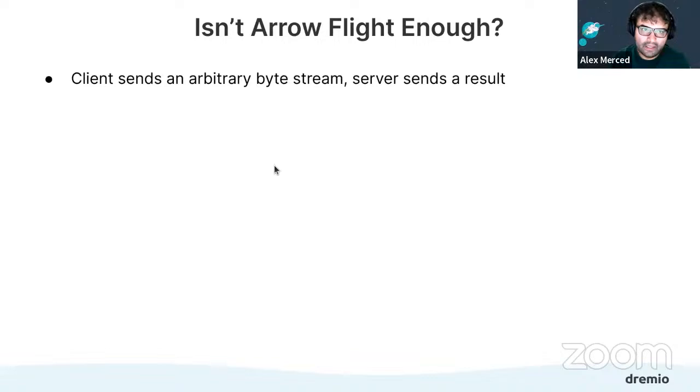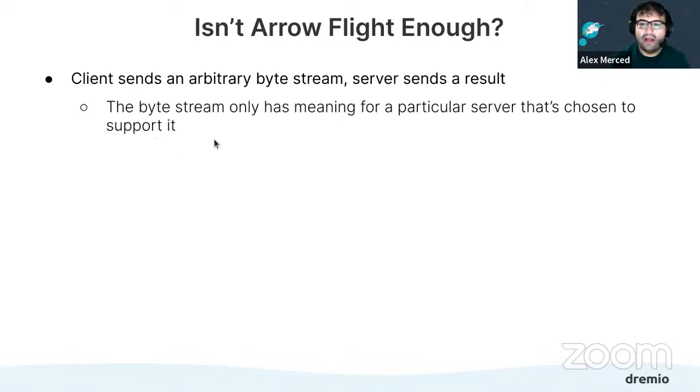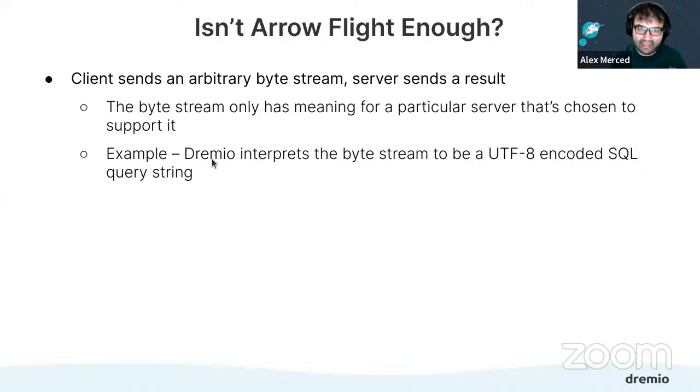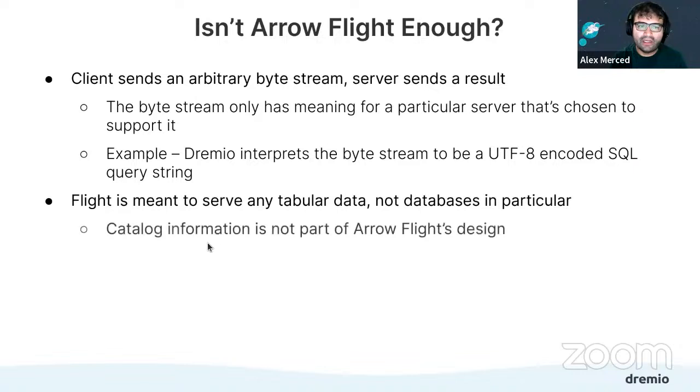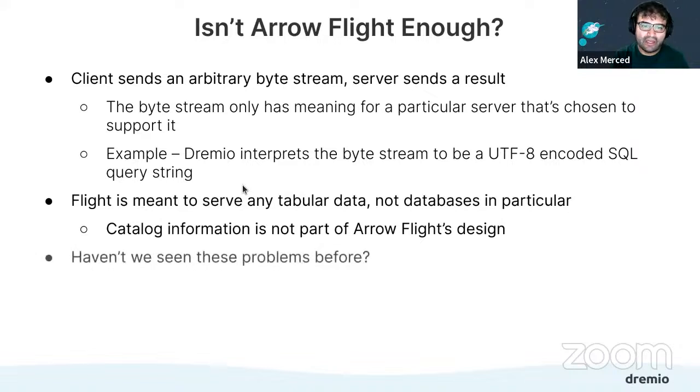So again, right now, basically, the client's just sending an arbitrary byte stream. Server sends result. That's what that DoGet is. And again, it's basically that the server has to implement the standard. So we want to standardize this even further. Flight is meant to serve tabular data, so it's really thinking columnar data, but it's not thinking of any particular underlying database structure. So stuff like the catalog in the database that tracks the different tables, just at the Flight level, it still doesn't quite have these things in mind.